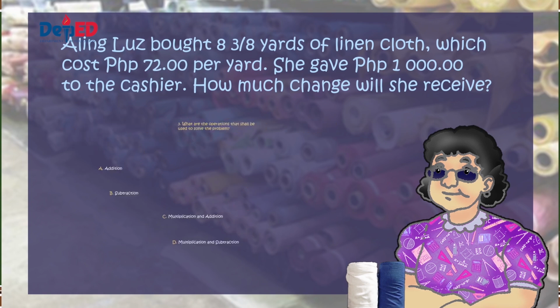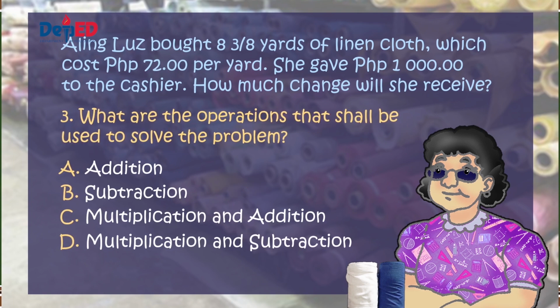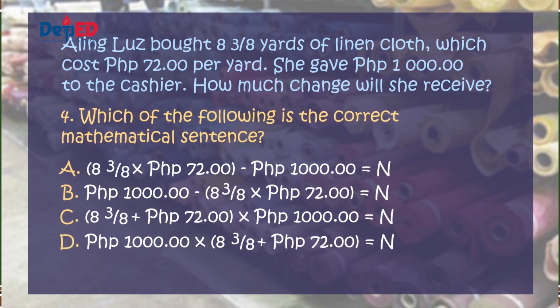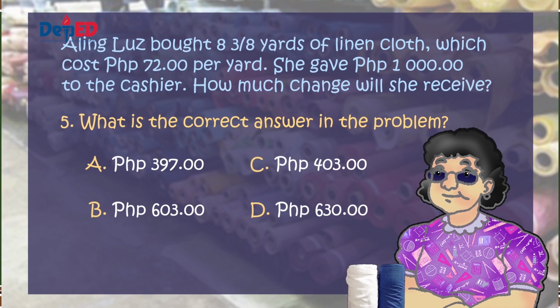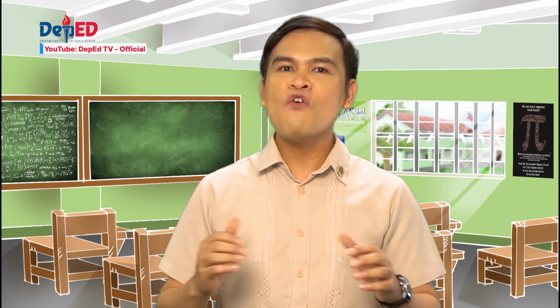What operations shall we use to solve the problem? The correct answer is letter D. Multiplication and subtraction. Which of the following is the correct mathematical sentence? The correct answer is letter B. 1,000 pesos minus 8 3/8 times 72 pesos equals N. What is the correct answer in the problem? The correct answer is letter A. 397 pesos. Now, how many of you got a score of 4 or 5?